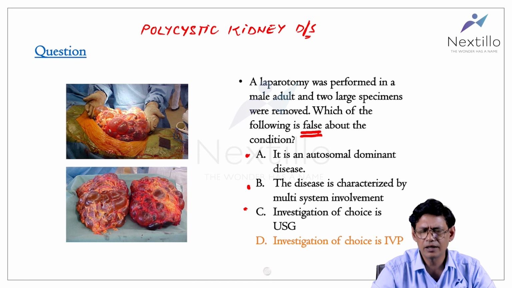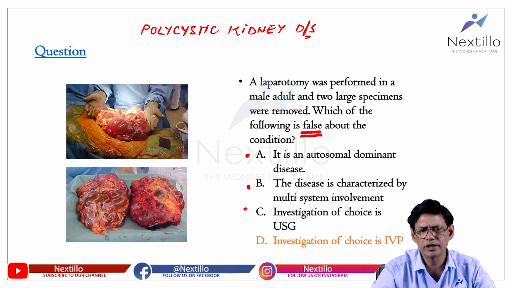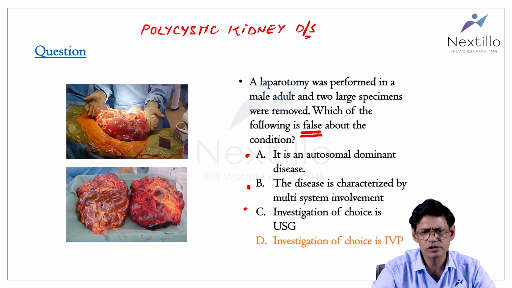It is said that the IVP picture of polycystic kidney disease is the spider leg appearance. But usually in most of the cases, this IVP is not possible, the reason being that there is compromise of the renal function.